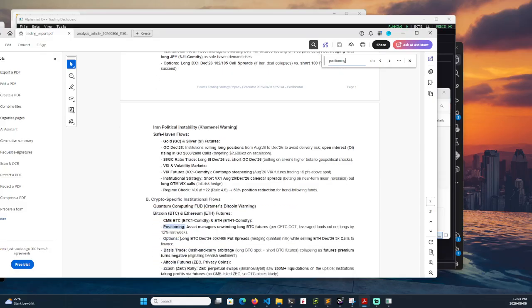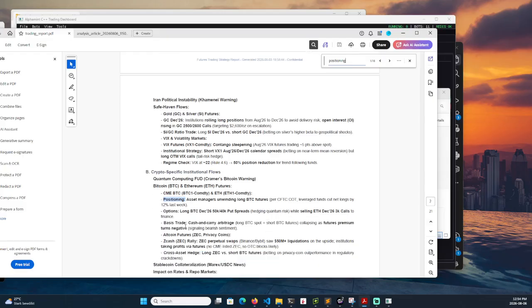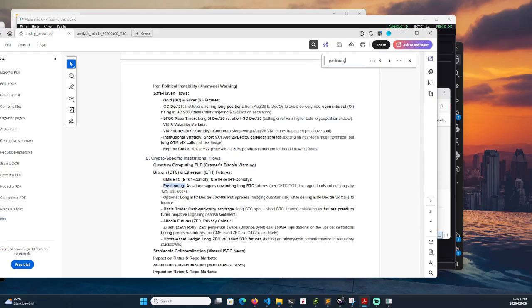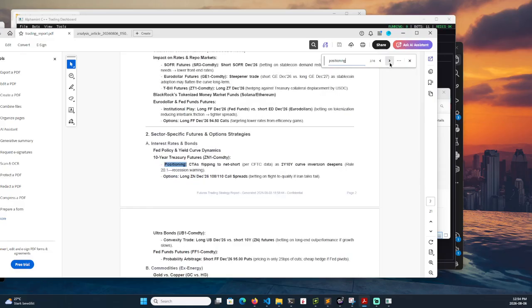Some of the positioning here on Bitcoin as an example: asset managers unwinding Bitcoin long options, long Bitcoin December 2026 with put spreads, selling Ethereum. So that's exactly what they're doing as some of the options out there. It's a basis trade. If you know about my course, you'll know about that and some other things, including Zcash as well. So let's just go through some of the other positioning here.